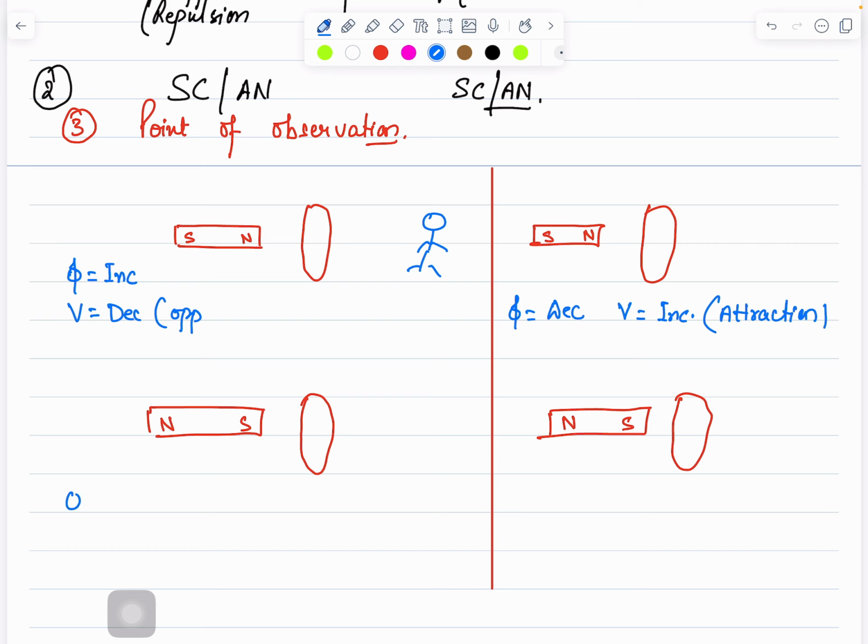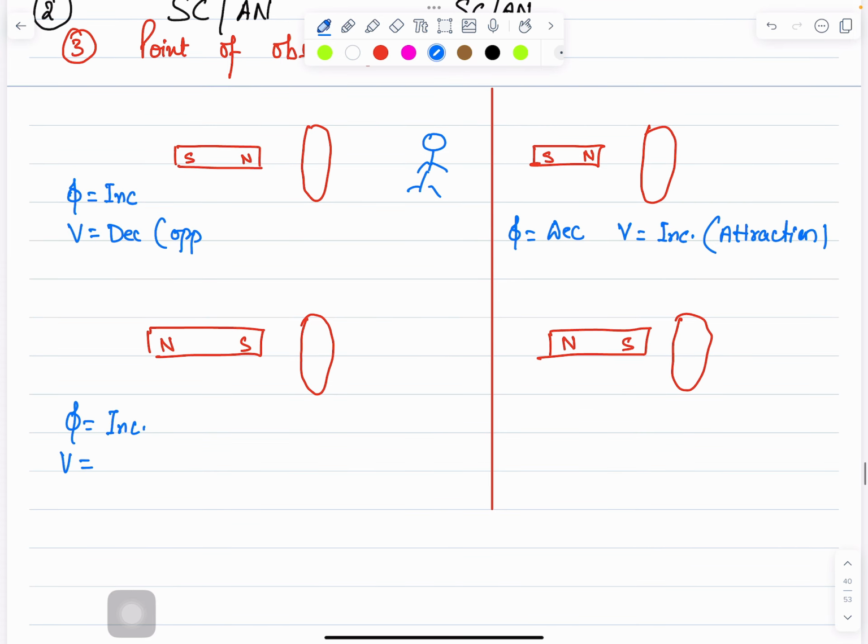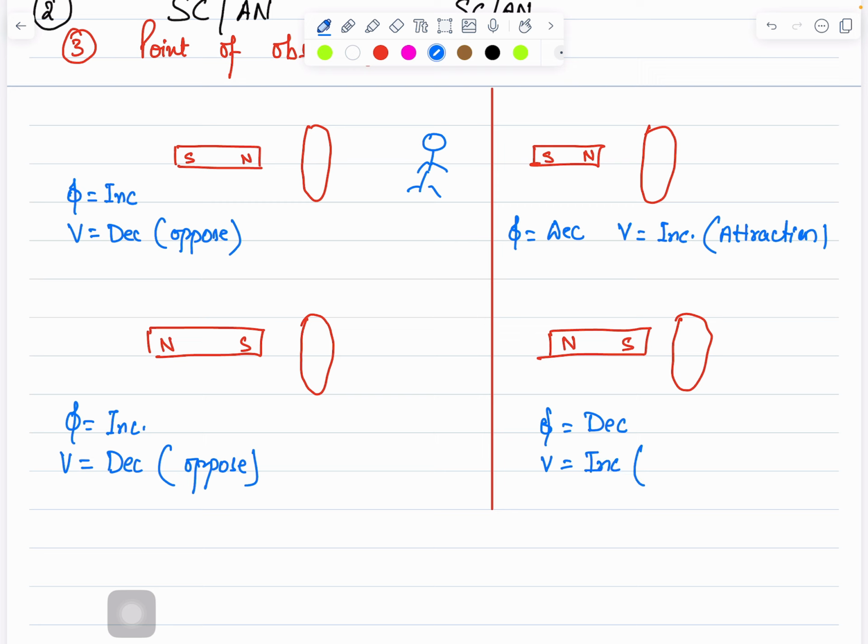Here flux is increasing. So what will happen? V will decrease. Yes or no? So it will oppose. Okay, here let's say flux is decreasing. So your voltage increases, and in the same direction it will attract. Clear? Okay guys, now after that we will solve the question.